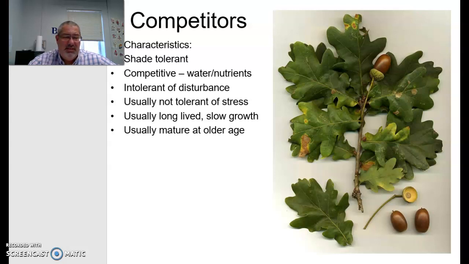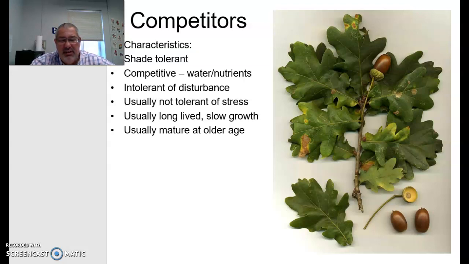Competitors, think of plants that live in a nice wooded forest, if you will, such as an oak tree or a beech tree or a maple. Competitors tend to be shade tolerant. That means they can grow under other plants in conditions that are not well lit, and then they can grow up above those plants that they once grew under. They're very strong competitors for both water and nutrients.